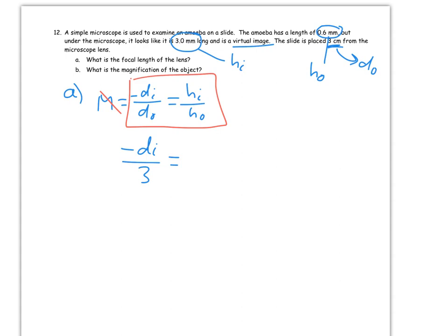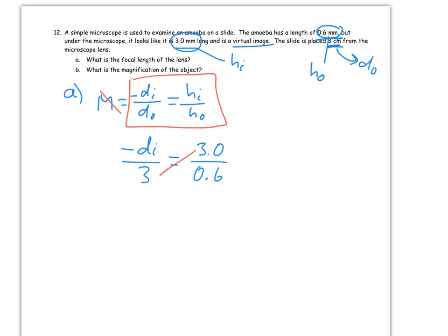Now, we technically can get away without converting here because it's a ratio, so as long as DI and DO and HI and HO are in the same units, it doesn't matter that those units are different. You could convert millimeters here to centimeters, but I'm not going to bother because, like I said, as long as they're in the same units, it works. So HI is going to be 3.0 and HO is going to be 0.6. Notice I made this HI positive here because it's a virtual image, and so it's going to be upright and therefore have a positive image height.